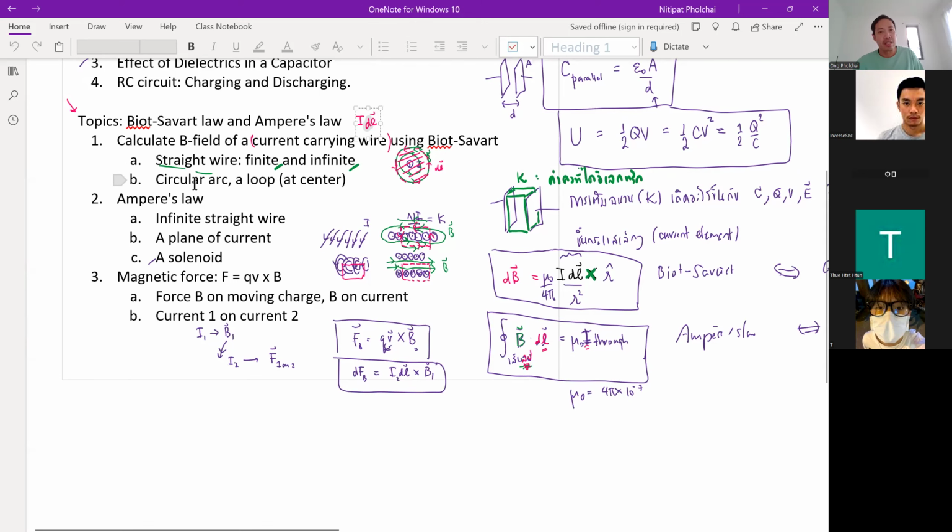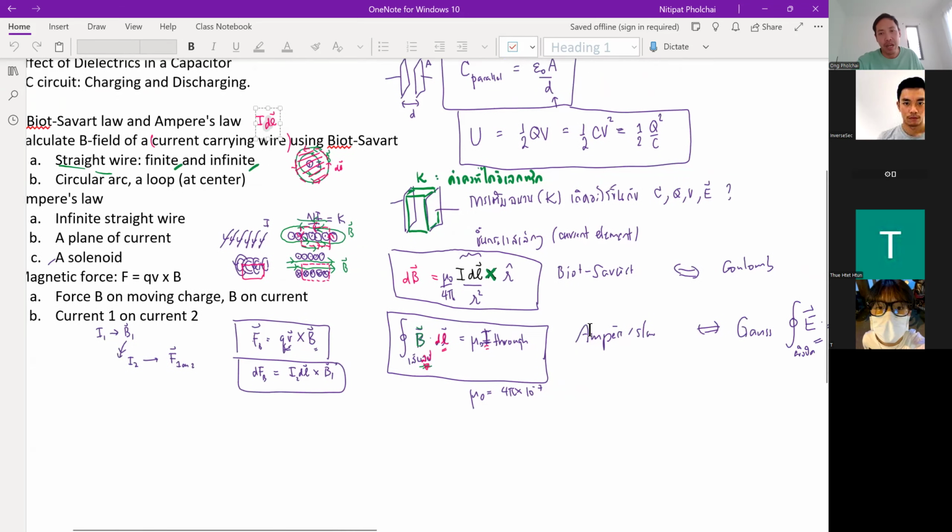Another example is a circular arc. When you complete a circular arc, you have a loop, and then you can calculate the magnetic field at the center of the loop using the Biot-Savart law. And let's move on to Ampere's law.